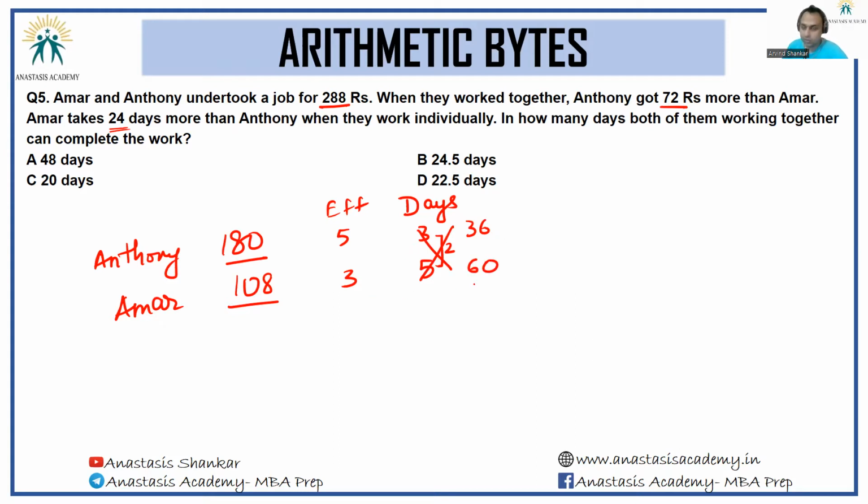Total work that they can do, 60 days Amar would take alone, 36 days Anthony would take alone. In how many days both of them working together can complete the work? Total work is 180 units and both of them working together, it would be working at the rate of 8. So this will become 45 by 2 or 22.5 days. Answer will be option D.